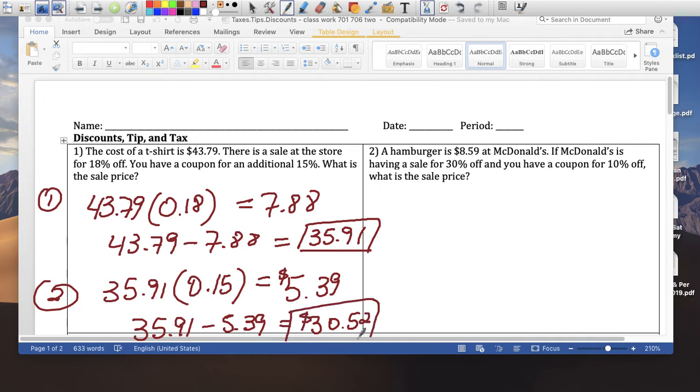Now, it doesn't say to find tax or anything, but we're just finding the discount. So these are the two discounts.